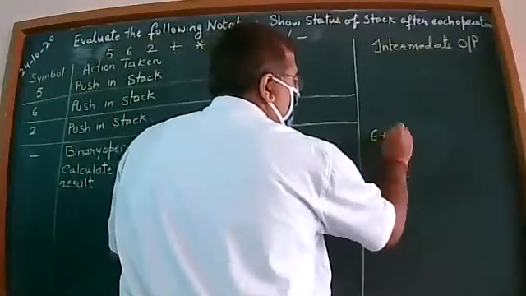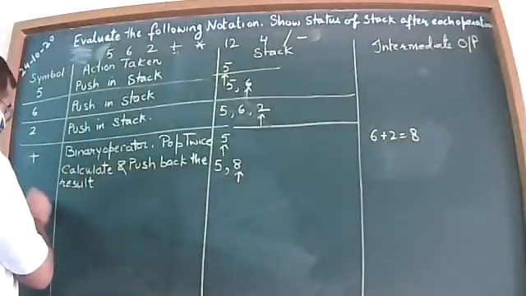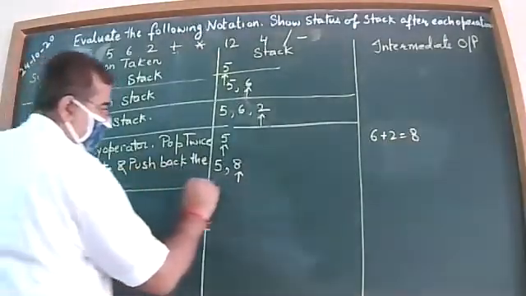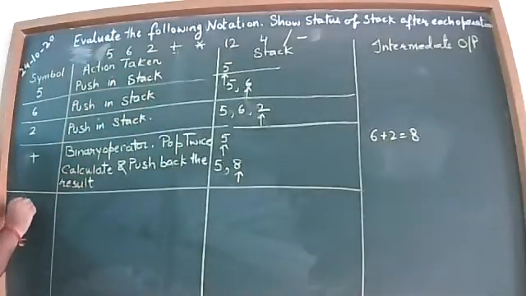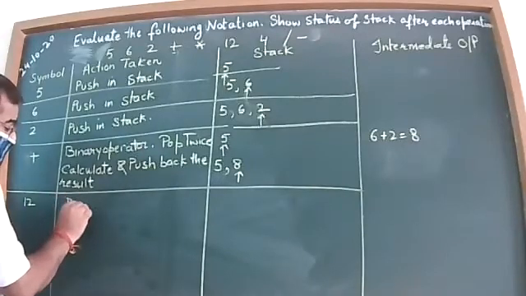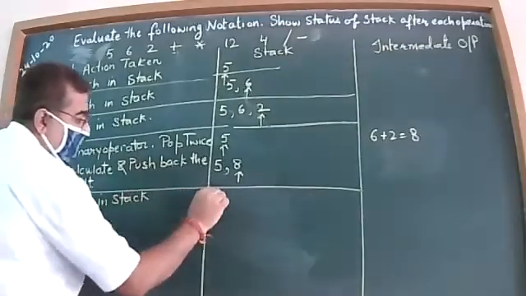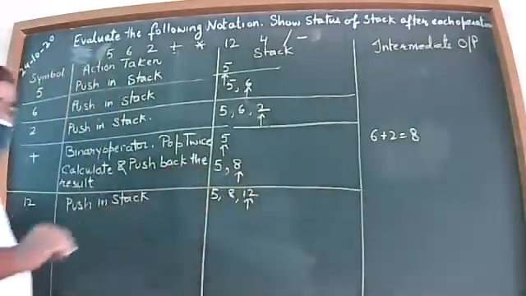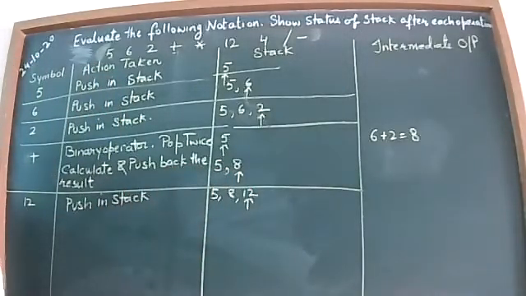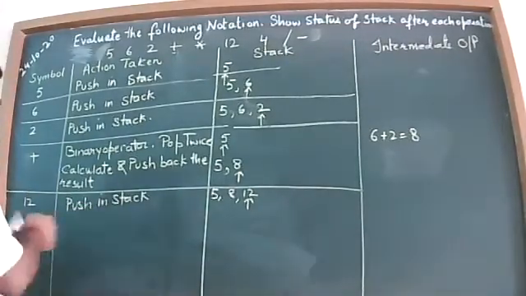So I again come back to the original question that was given to you. Now in the next step, we encounter 12. 12 means push in the stack. Earlier was 5, now 8, and finally 12. Okay, it is multiplied.